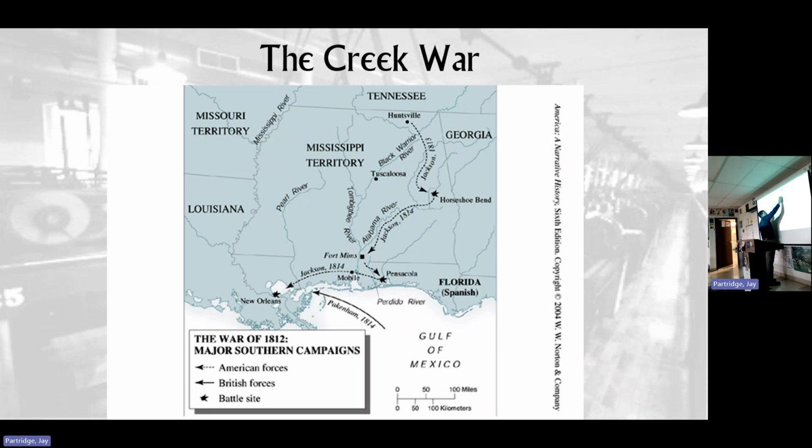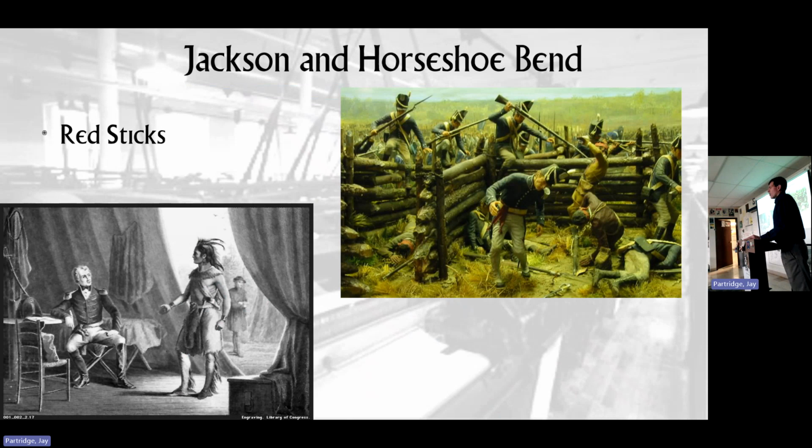He marched out with militia in 1813-1814 with some allies of like the Choctaw tribe, divide and conquer, and eventually in 1814, they would defeat the Creek at Horseshoe Bend. Horseshoe Bend, similar to Tippecanoe, in how decisive it would be. The Creeks were way outnumbered. One of their main leaders was a man by the name of Red Sticks right here. Here he is surrendering to Jackson. Horseshoe Bend and Jackson's forces win a huge victory. That's a diorama from the actual battlefield.